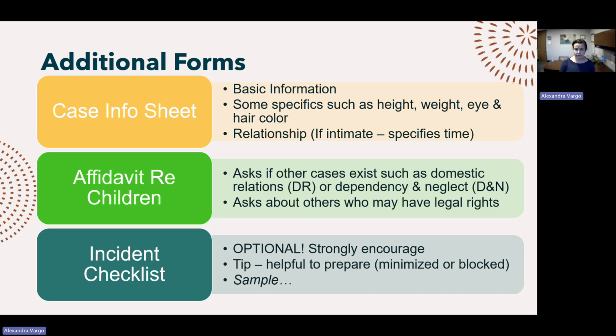Additional forms. The case information sheet is the second one. That's just super basic information. You describe the other party in there. So it'll ask you about height, weight, eye color, hair color, type of relationship, whether it was intimate and for what duration of time. If there are children involved, you want to fill out an affidavit regarding children. You're required to do that. It'll ask about other cases, such as a domestic violence case or a dependency and neglect case or other maybe mandatory restraining order that protects the party or the children.